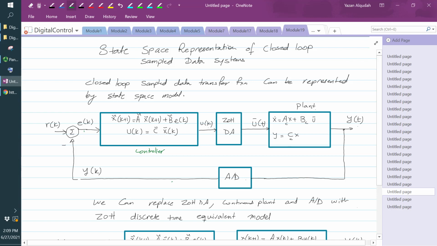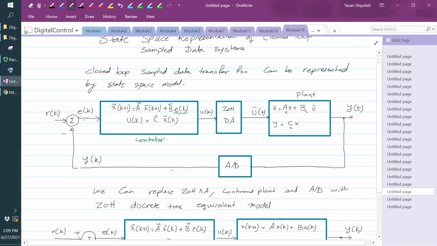The plant is continuous, so I have AC, BC, and CC. The input to this controller is the error signal E, so that's why this is E here. And I'm assuming there's no feed forward, so I'm assuming the D matrix both here and here is 0. So the output only depends on the states. It does not depend directly on the input. That's why the D matrix in both of these, the plant and the controller, is equal to 0.